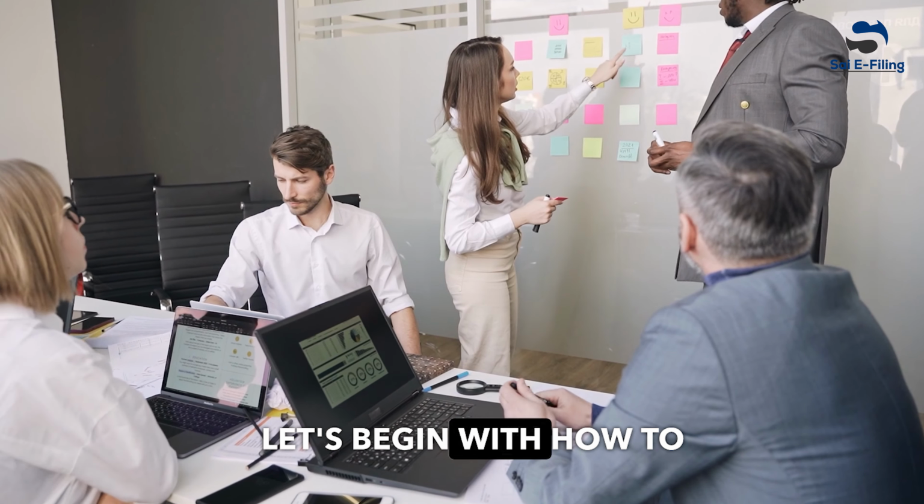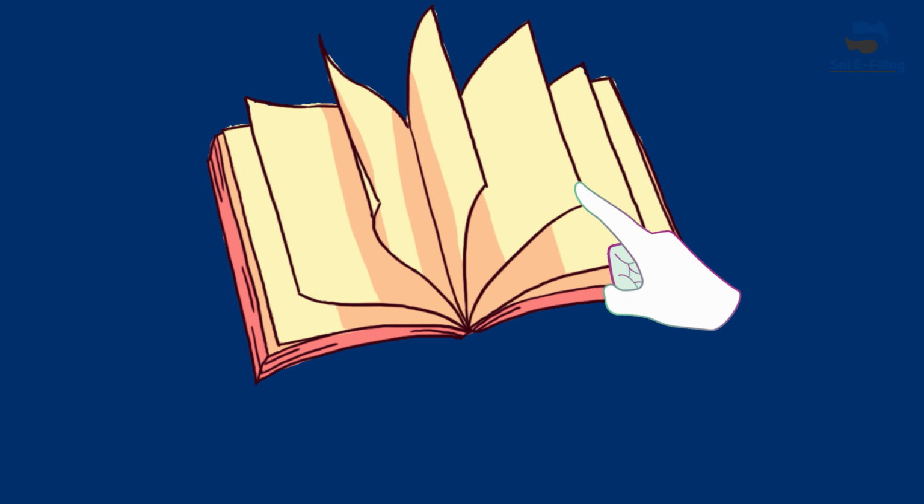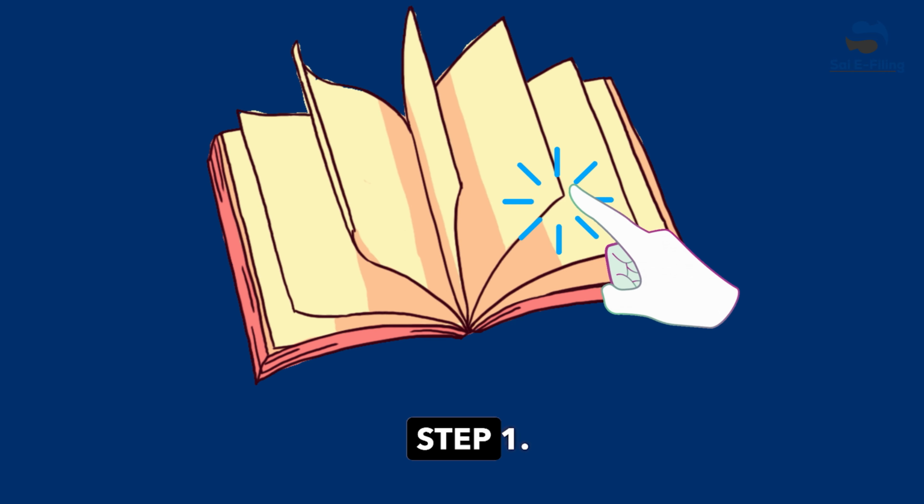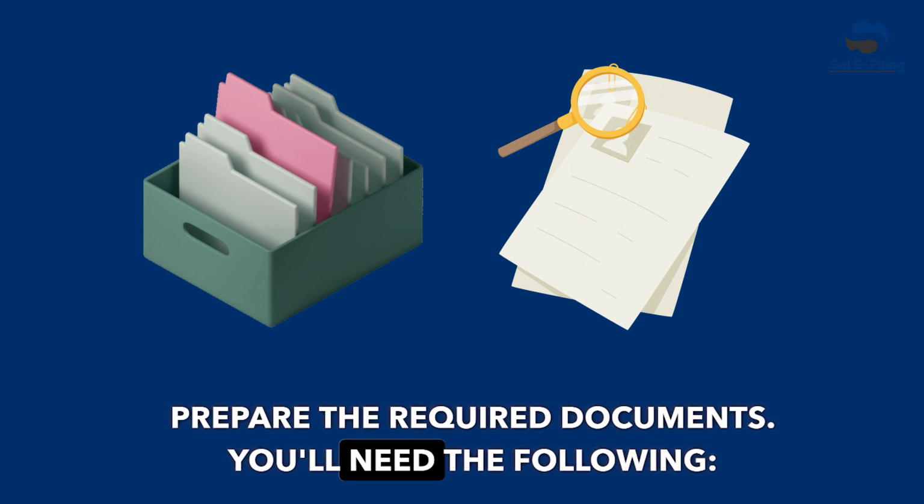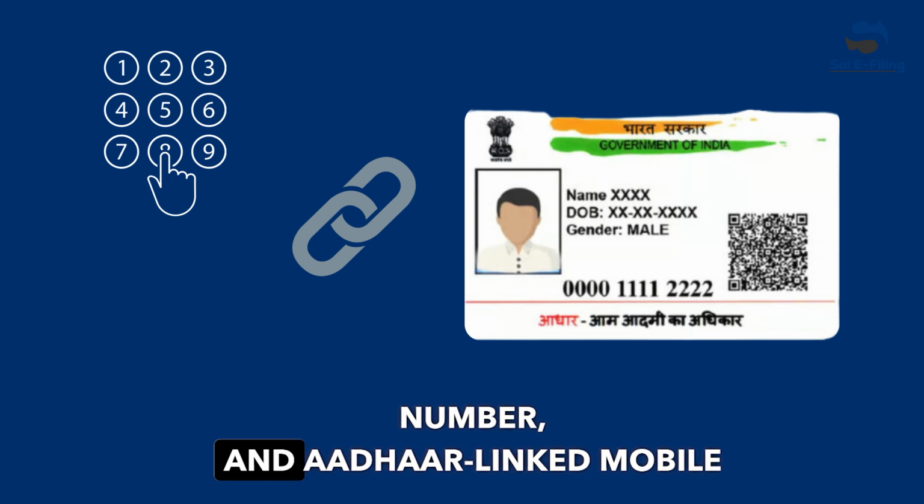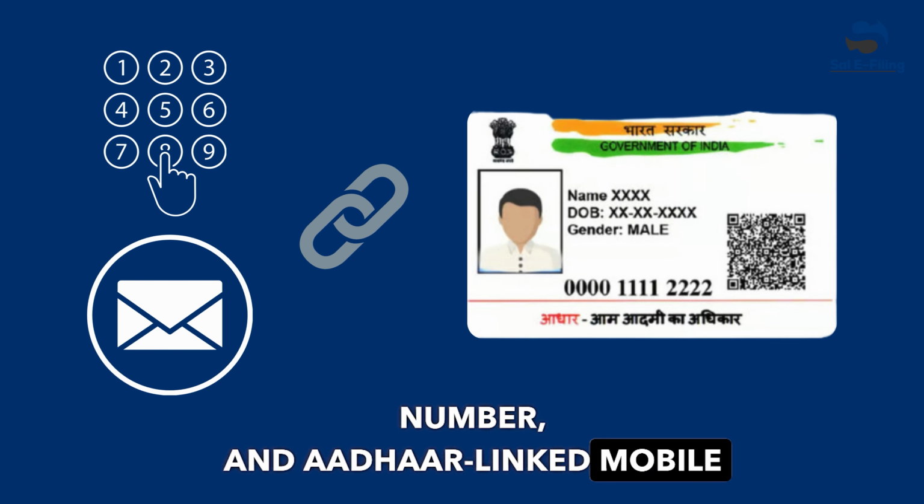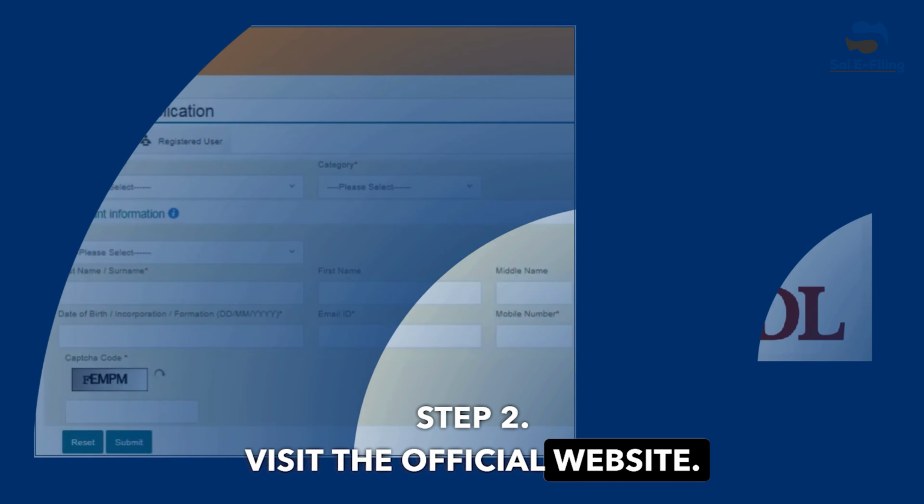Let's get started with how to apply for PAN 2.0. Here's the step-by-step guide. Step 1. Prepare the required documents. You'll need the following: your existing PAN number, the mobile number or email ID linked to your Aadhaar. Step 2. Visit the official website.